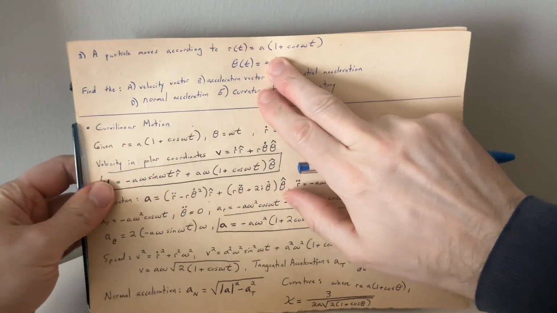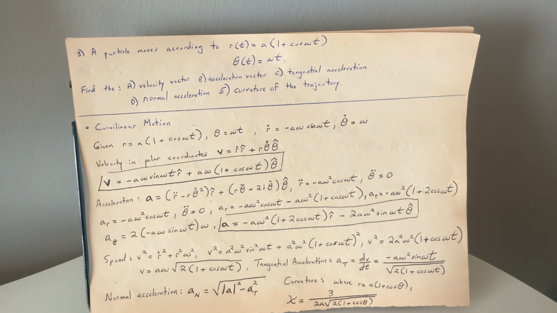For number 3 here, we have a particle that moves according to r of t equals a times the quantity 1 plus cosine omega t, and theta of t equals omega t. So for this problem, there are 5 parts. Find the velocity vector, the acceleration vector, the tangential acceleration, the normal acceleration, and the curvature of the trajectory.